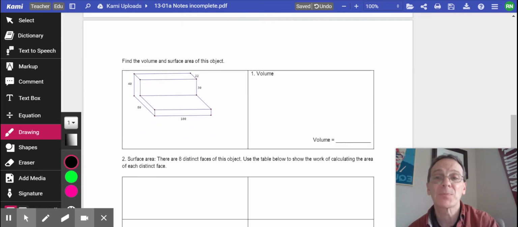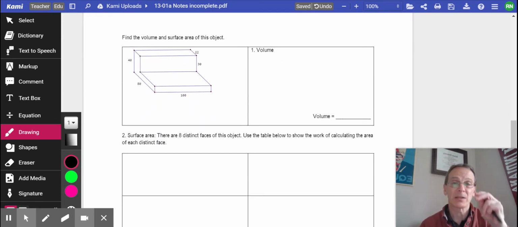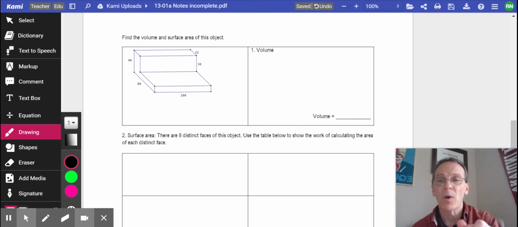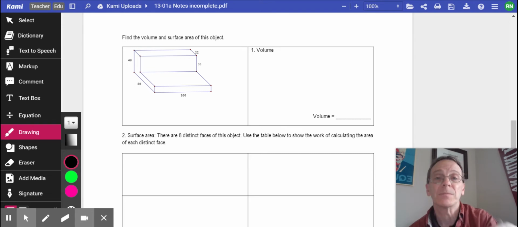All right, as promised, a much more challenging problem on this page. I want us to find both the volume and the total surface area of this thing. I'm going to refer to it as a step stool because that's kind of what it looks like, although the first step is very, very short. Okay, let's call it a step stool.